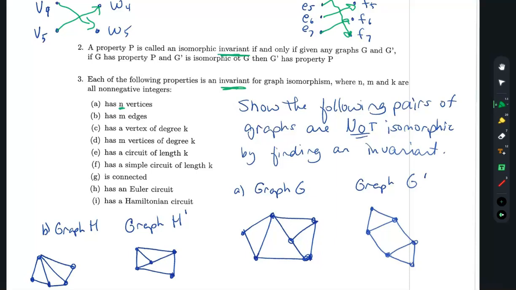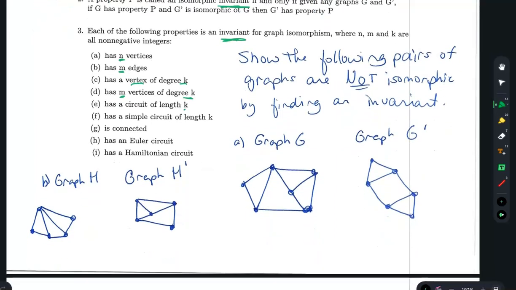Do they have the same number of vertices? Do they have the same number of edges? Is there a vertex of a certain degree? Or are there 3 vertices of degree 3? Does it have a circuit of a certain length? Are both of them connected, with an Euler circuit, a Hamilton circuit, all those things?